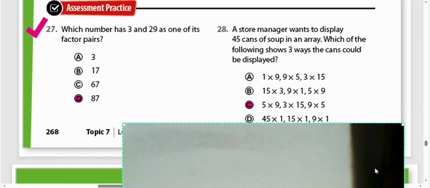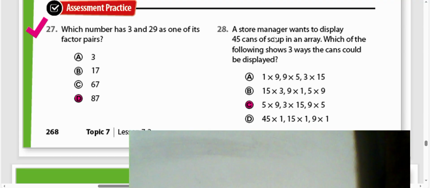A store manager wants to display 45 cans of soup in an array. Which of the following shows 3 ways the cans could be displayed? We have 5 times 9 is 45, 15 times 3 is 45, 5 times 9 is 45.